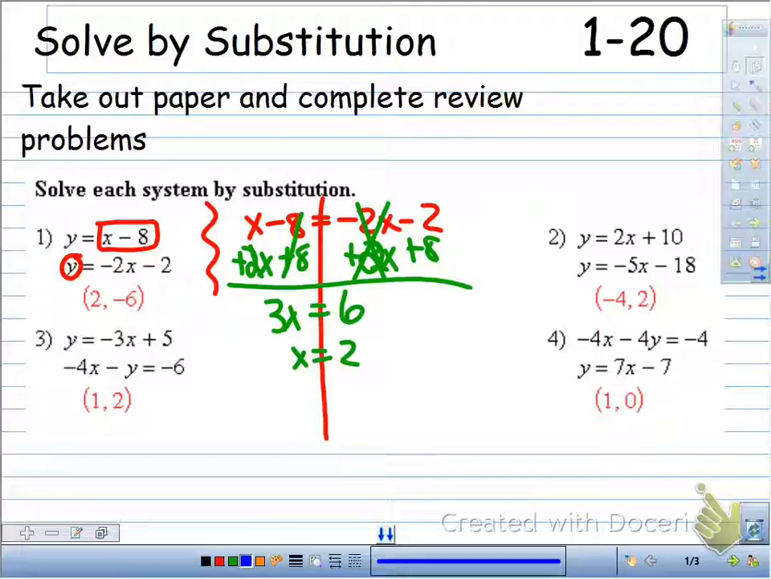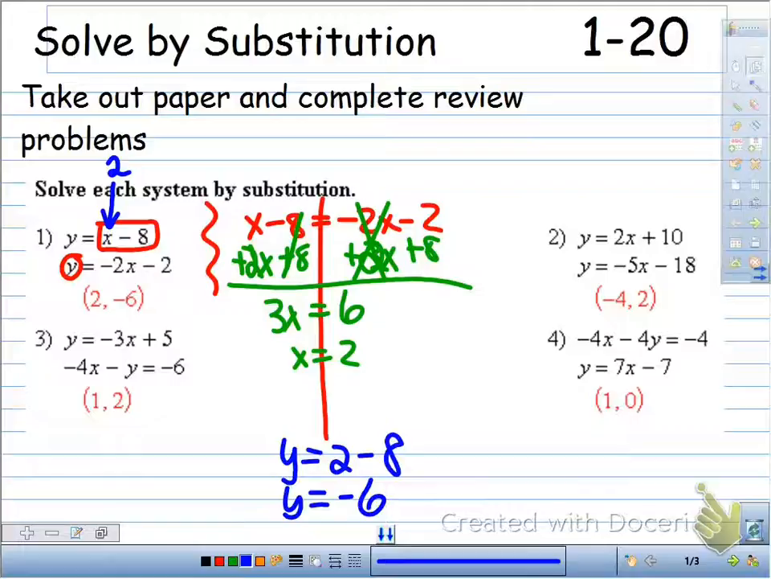Now I'll make sure I plug this back in for x. I'm going to use that first one. Now it just says y equals x minus 8. So instead of x, remember I'm putting a 2 in its place. So it's y equals 2 minus 8. And 2 minus 8 is negative 6. That's going to give us the answer that they show here. X answer, y answer. X is 2, y is negative 6.